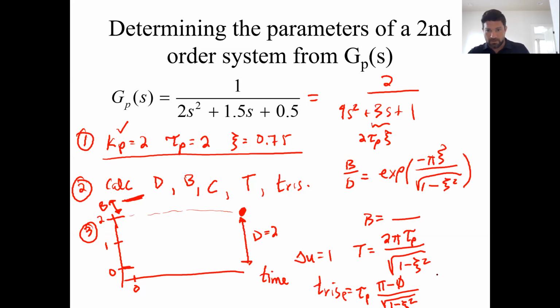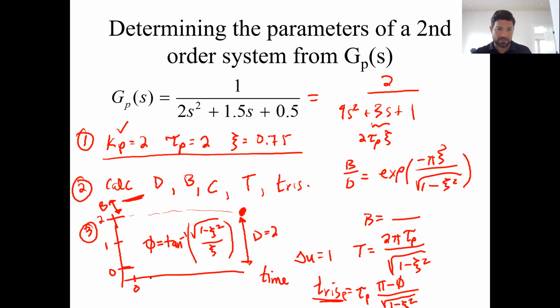We also need to know this term right here, phi. I'm running out of space a little bit, and I know this is not ideal, but I'm going to write it right here. So phi equals the inverse tangent of the square root of 1 minus zeta squared, over zeta. This is the value of phi. So phi would go in here, and this would give us the rise time.